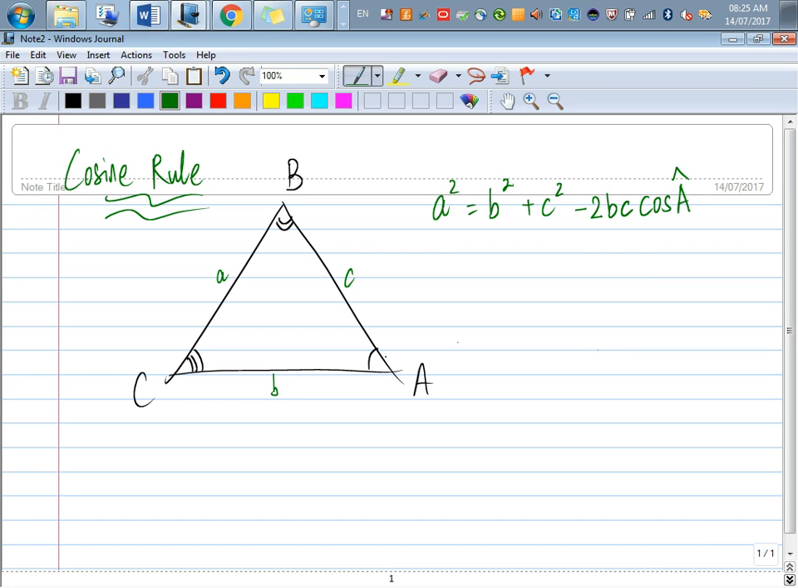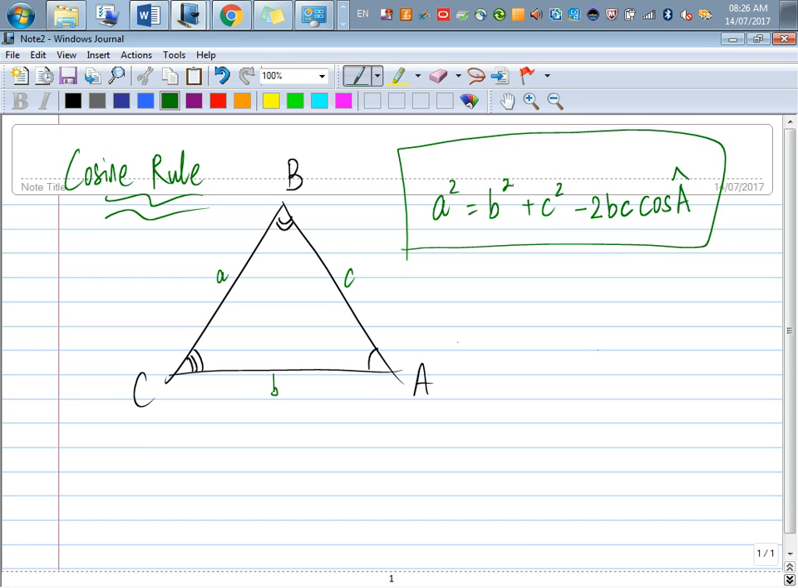It seems like a lot of things, but don't worry, because in this equation, when I need you to use it, you will only have one unknown. Everything else will be given to you. Only one thing will be missing. That is what you need to find out. Okay?